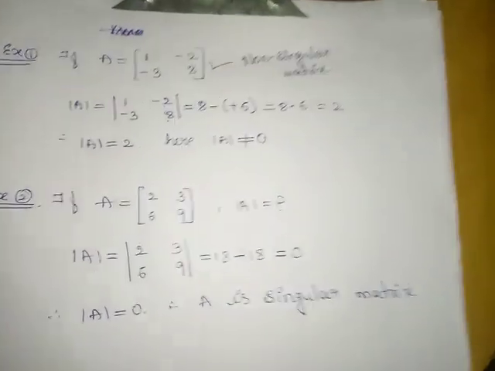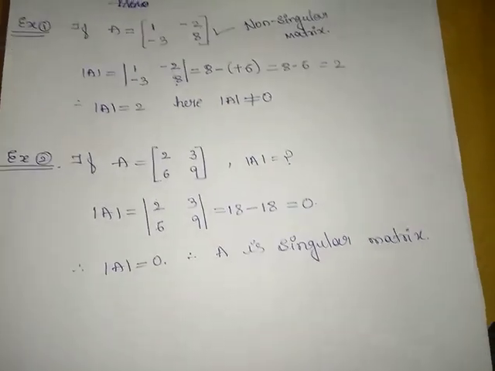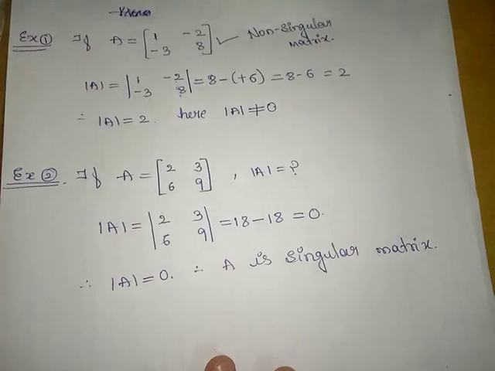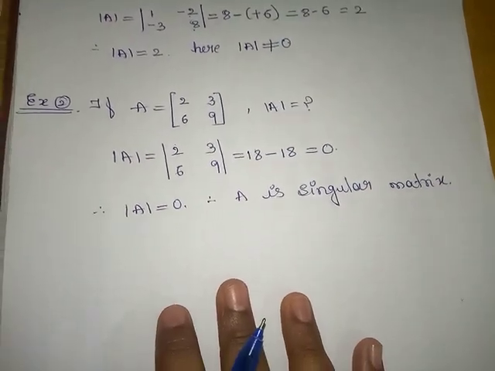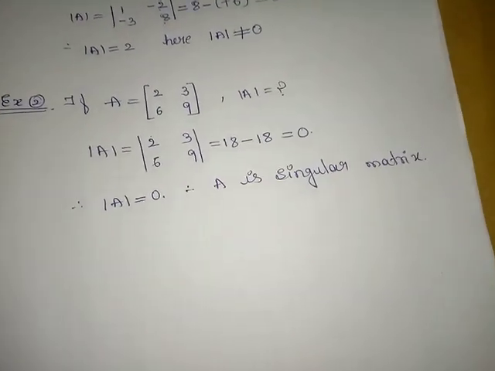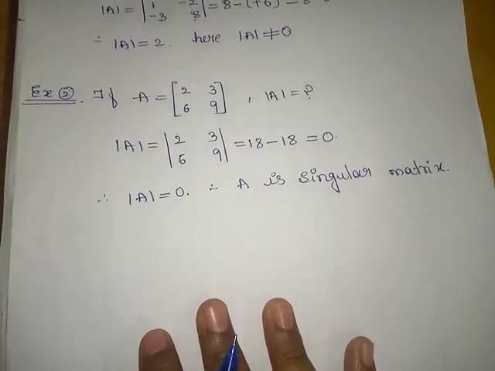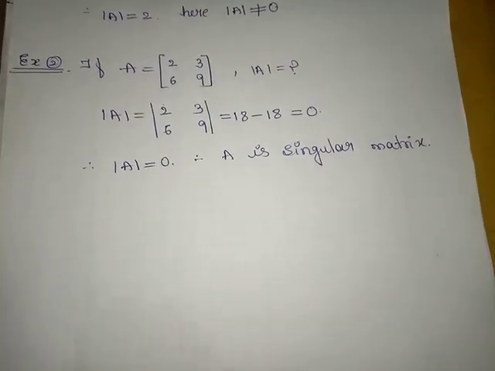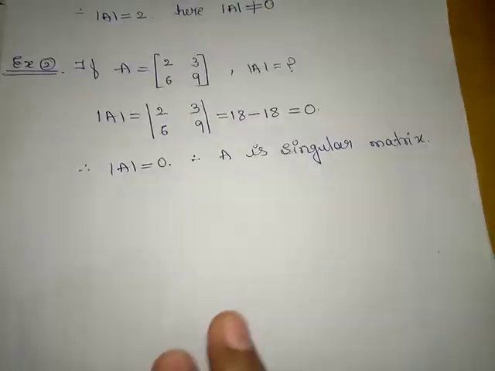This is how we have to find the determinant of a 2 cross 2 matrix. Now consider the matrix of order 3 cross 3 and let us see how to find the determinant of that matrix.